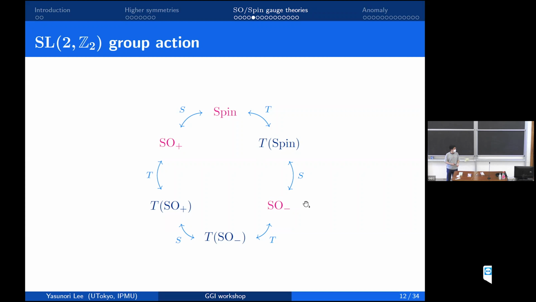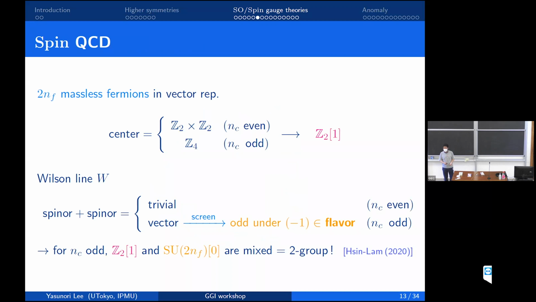Okay, so anyway, we have this orbit under SL2Z2. And yes, we are now finally coming to our main target. So let's add an even number of massless fermions in vector representation to the spin gauge theories. These additional fermions screen Wilson lines in vector representation, and this reduces the center to Z2 for both NC even and NC odd cases.